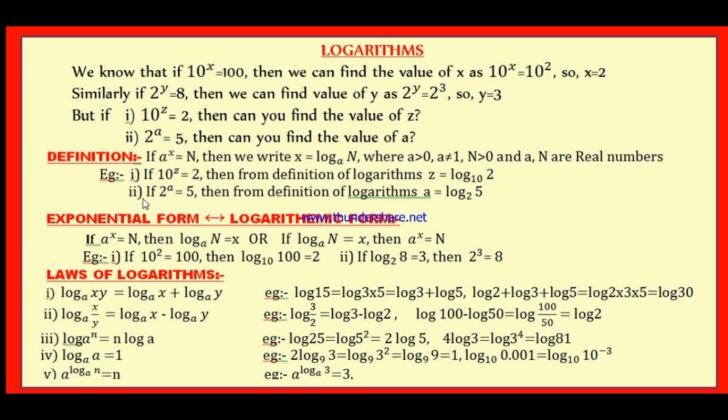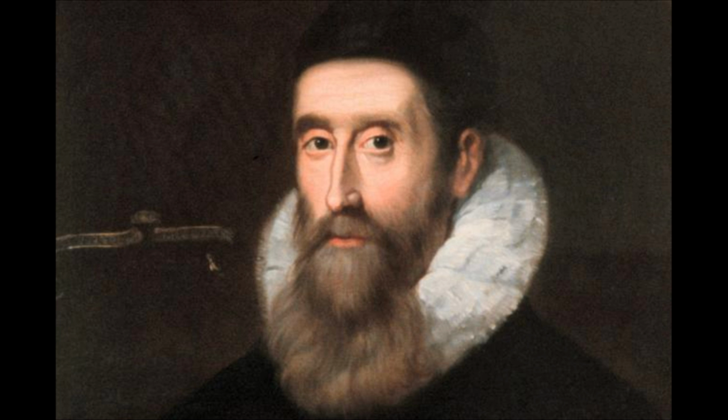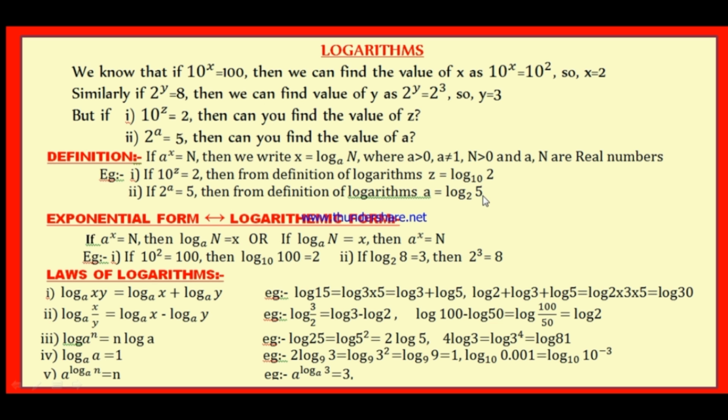And look at the second example. The second example we thought of previously is 2 power a is equal to 5. If 2 power a is equal to 5, then you could not find the value of a using our previous knowledge. But here, from the definition of logarithms, you can write the value of a as log 5 to the base 2. Again, you can find the value of log 5 to the base 2 from logarithmic tables, and those tables were developed by John Napier. You can find the value of log 5 to the base 2 from the logarithmic tables.